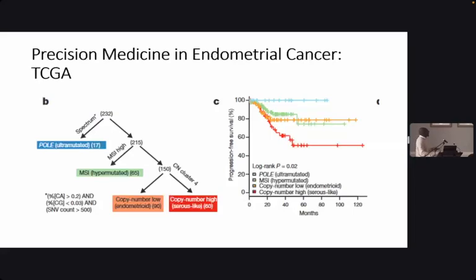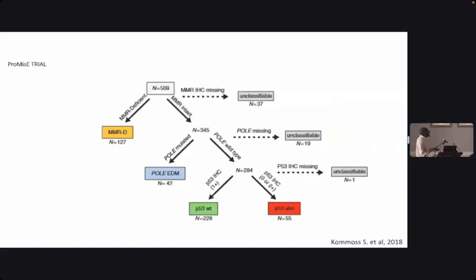So armed with this information, other trials were done in different parts. This was the PROMISE trial, where they looked at an initial assembly of 509, but you can see the eventual assessment was done on 452, as some of these were unclassified. They replicated the same information that was produced from The Cancer Genome Atlas, and even the percentages of the people were the same. You can see copy number low, the one that I said is the common one that we encounter in practice, was the bulk here, about 40% of the cohort. POLE was also about 8% of the cohort, and mismatch repair around 30%. So they replicated the same information.